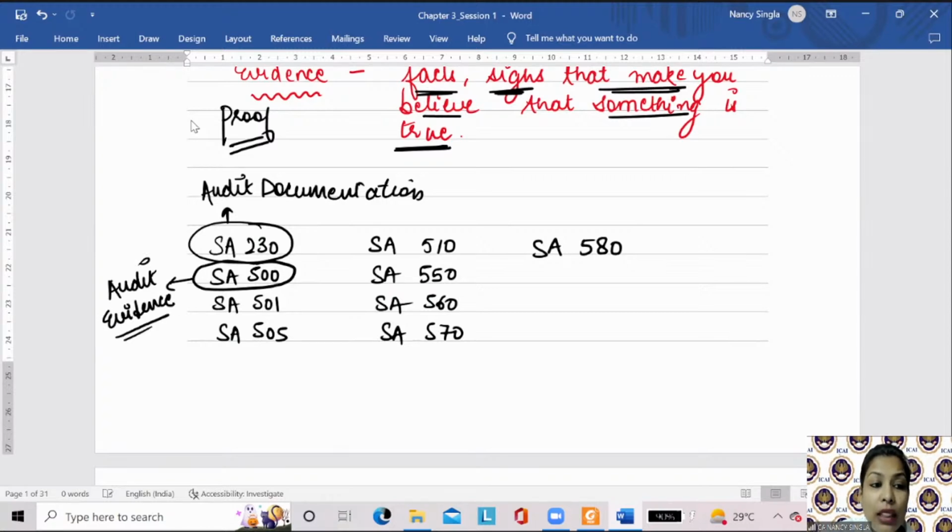And all the further SAs of the 500 series are basically related, in one way or another, to collecting audit evidence. So we'll be doing the remaining 7 SAs in the sessions to come. So I hope what we are doing in this chapter, the basic meaning of audit documentation and audit evidence, is clear to all of you.